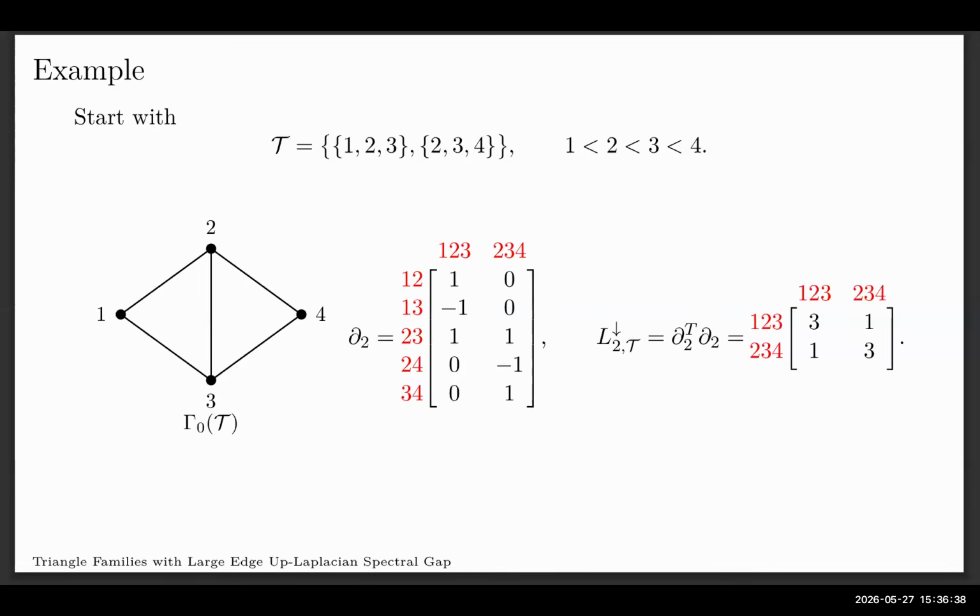So I'm starting with a very basic example with 2 triangles at the bottom, at the top. So 1, 2, 3, and 2, 3, 4. I'm ordering them in the natural way. 1 is less than 2 is less than whatever.